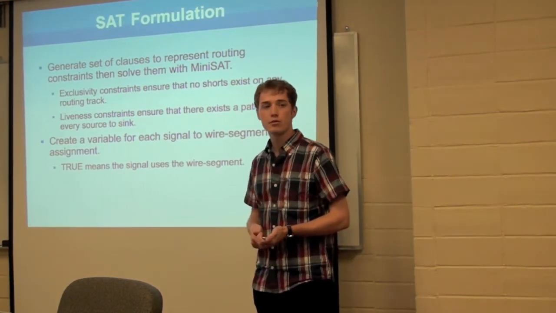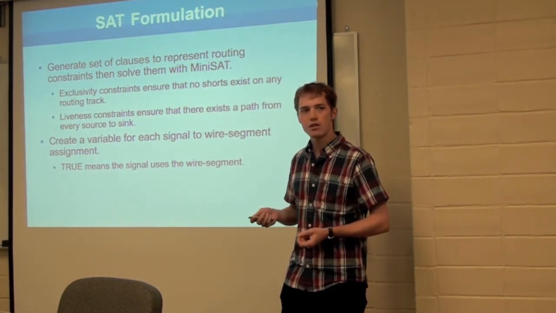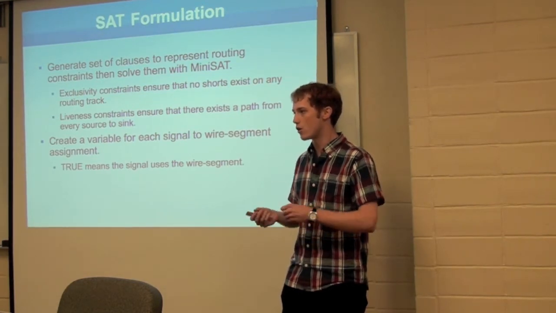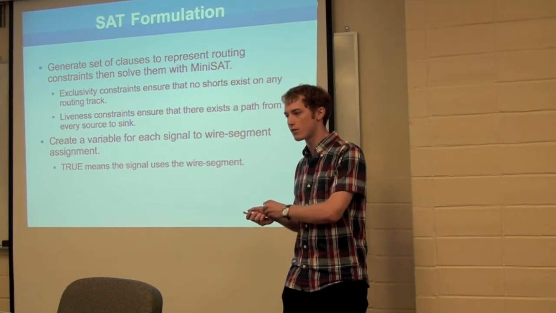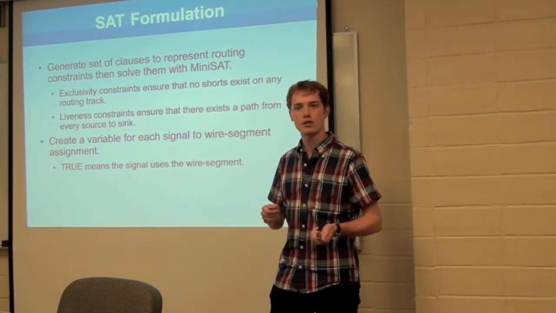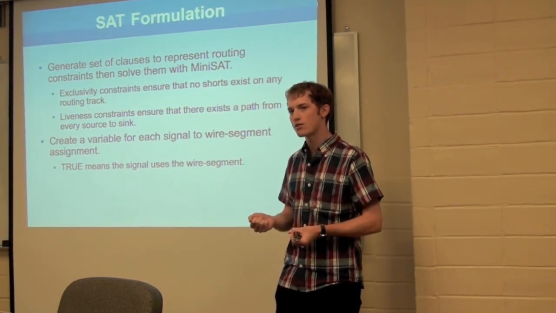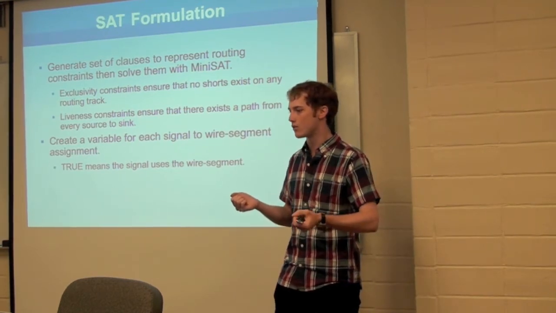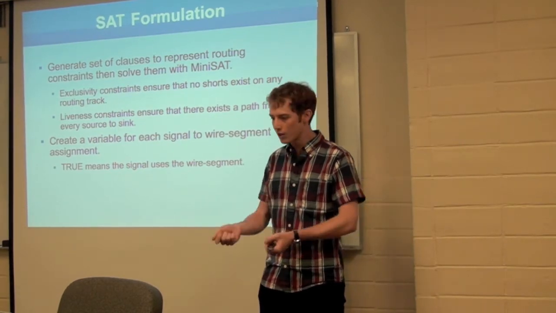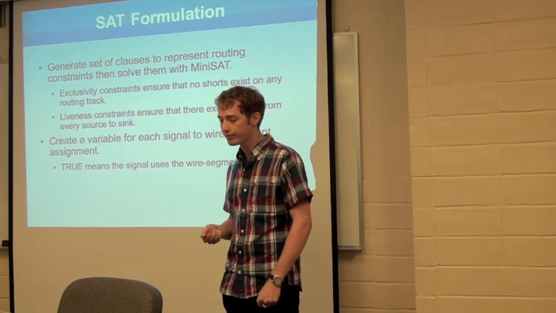There are 2 types of constraints, or clauses, that we generate. One is exclusivity constraints. The exclusivity constraints ensure that there are no shorts on signals, so essentially no 2 signals use the same wire segment. And then the liveness constraint ensures that there's a live path from each source to sink. If you took away the liveness constraint, one easy solution is to not do any routing, and then you don't have any problems with exclusivity. So we need the liveness constraint to make sure the SAT solver actually does the routing.